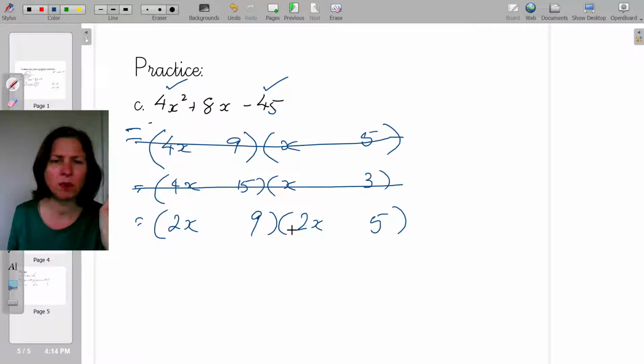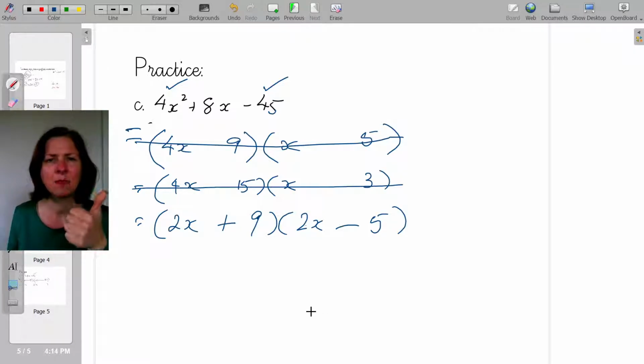Which one do I want positive? These give me 18, so that's the bigger number. And these give me 10. If I go 18, subtract 10, and there's my answer.